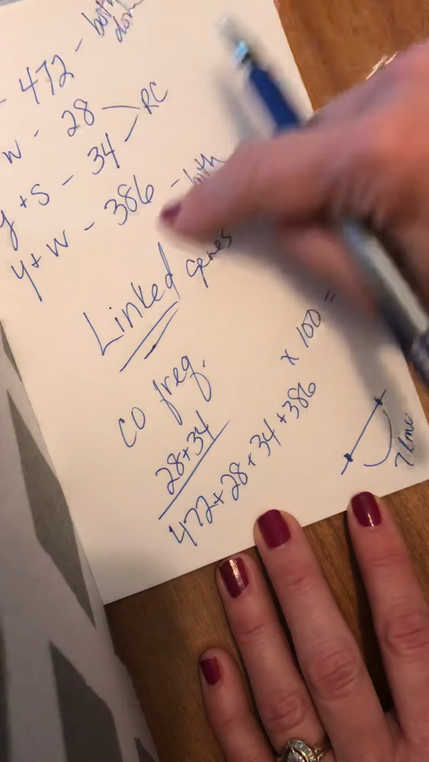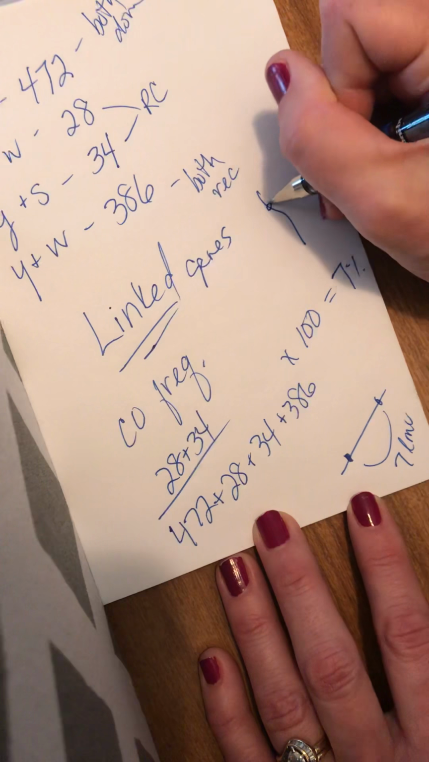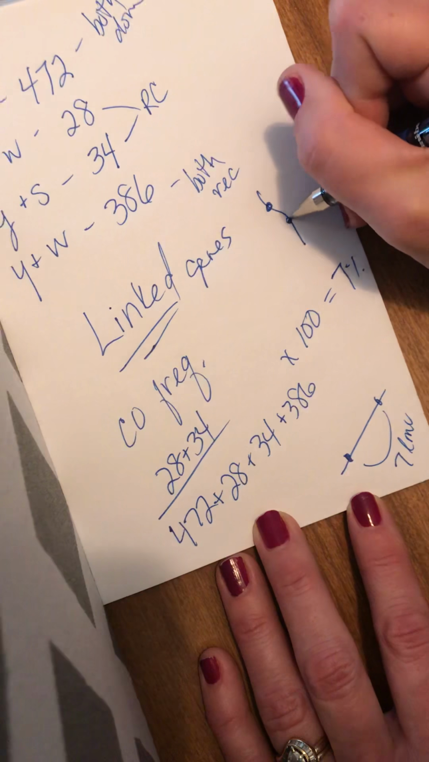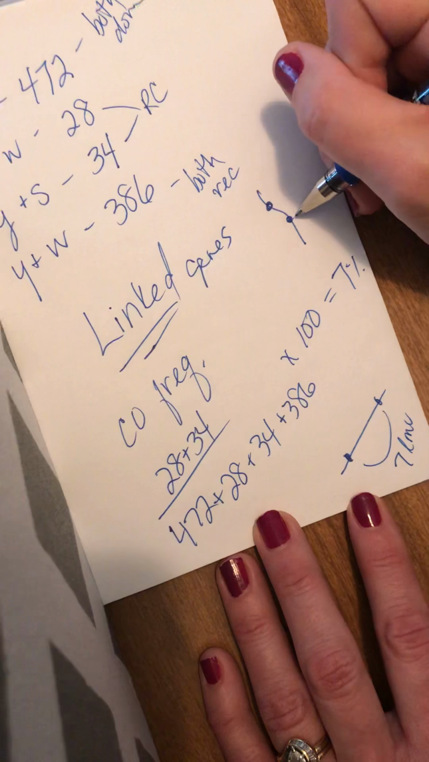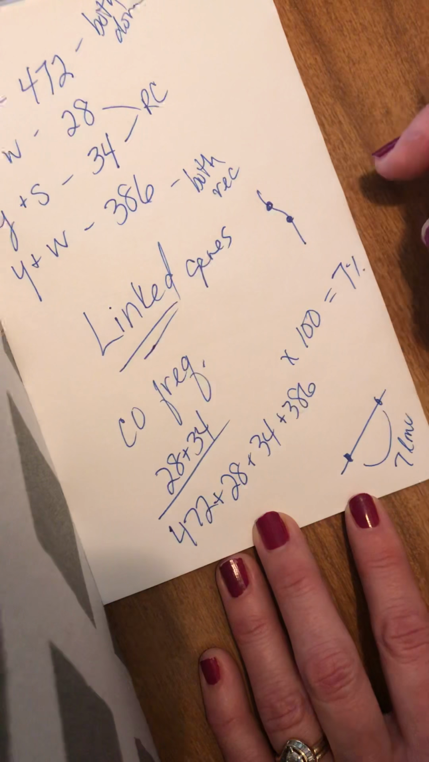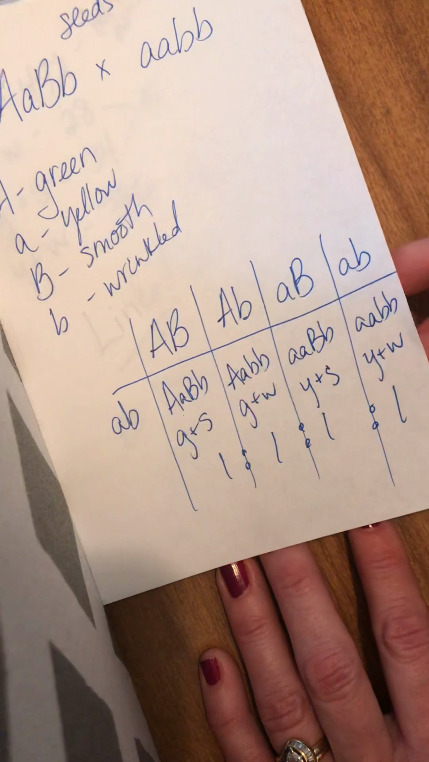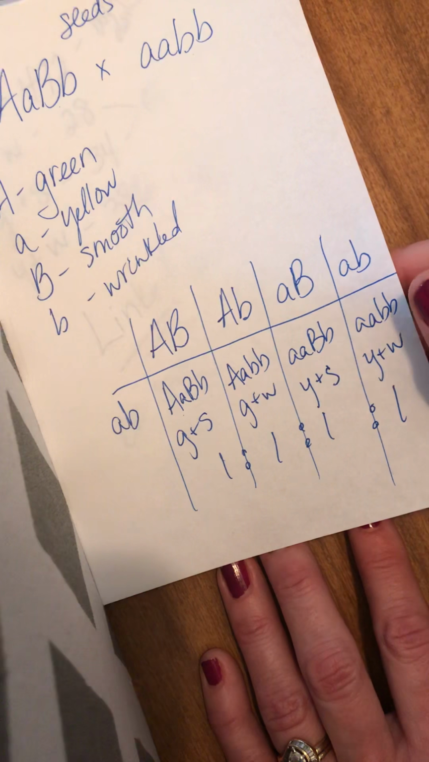But I know because of this data that these genes are on the same chromosome. Here's the color gene. Here's the smooth versus wrinkled gene. Being on the same chromosome makes them carried together every time, which means that when you do a cross like this, you do not get your expected 1 to 1 to 1 to 1 ratio.